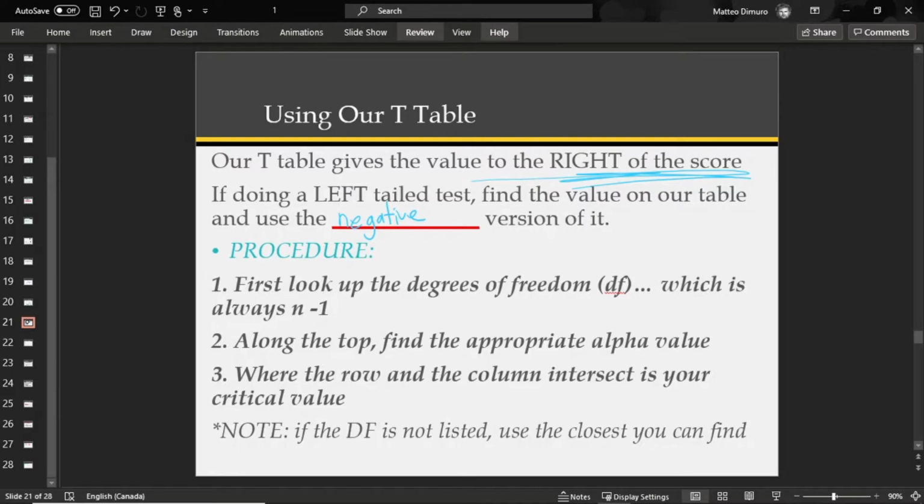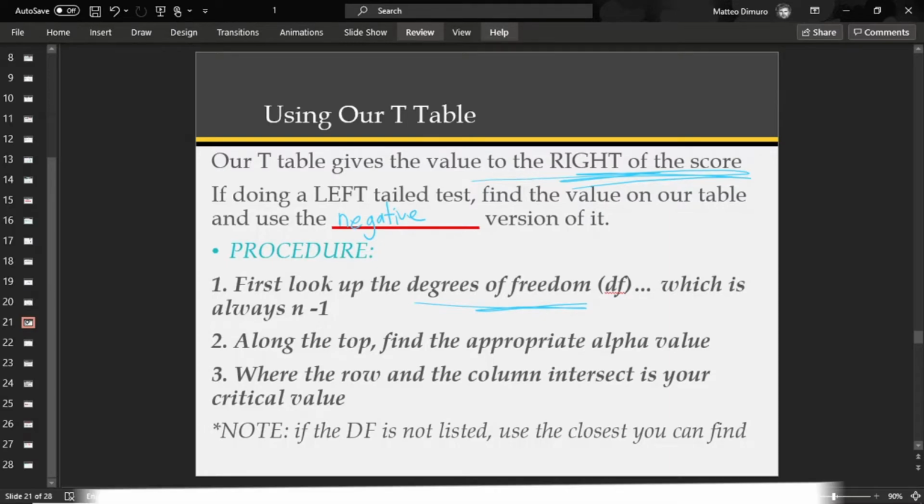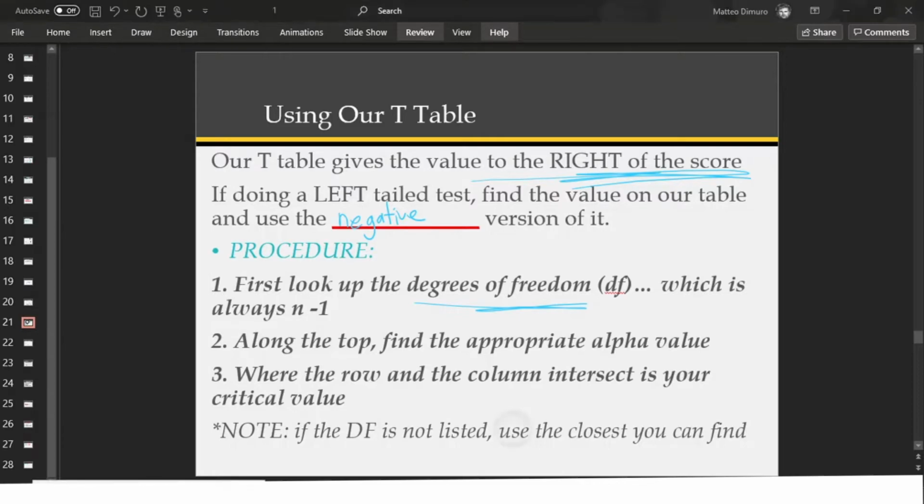So what's the procedure? First, you're going to look up the degrees of freedom, sometimes called DF, and it's always n-1, so your sample size minus 1. Along the top of your table, you can find the appropriate alpha value, so these tables are set up a little different. Then you're going to look where the row and the column intersect, and that's your critical value. If you can't find the degrees of freedom that you're looking for, use the closest one that you can find. So let me just show you the table here.